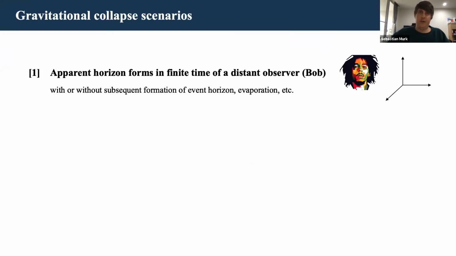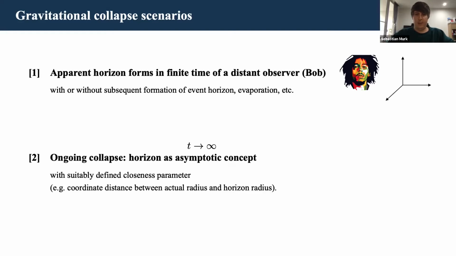And just for the sake of completeness, I also want to mention the two other popular gravitational collapse scenarios. So the first one here is the one that we're working in, where an apparent horizon does form in finite time of a distant observer. The second popular possibility is what's called continued or ongoing gravitational collapse. And this is where the notion of a horizon is merely an asymptotic or t to infinity concept. And what people usually do here is that they define a closeness parameter. For example, the coordinate distance between the actual physical radius and the horizon radius, and then they monitor this parameter until it reaches some prescribed value, usually a very small value, in some finite time of a distant observer.